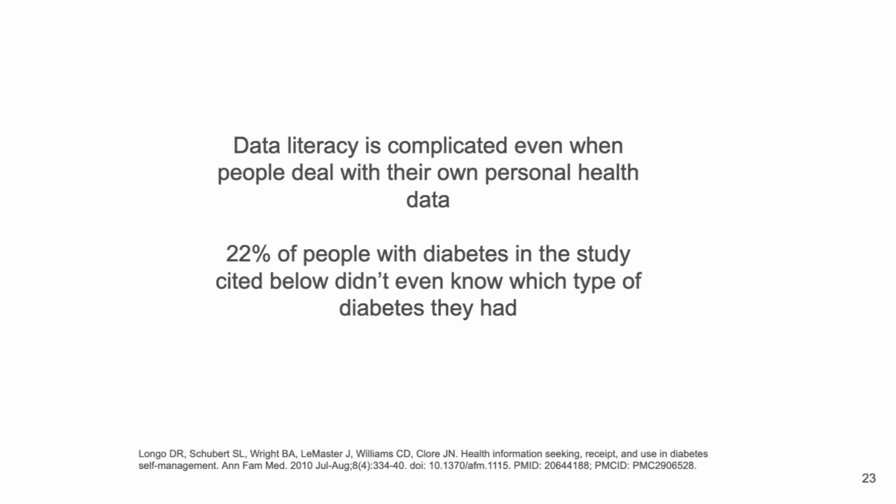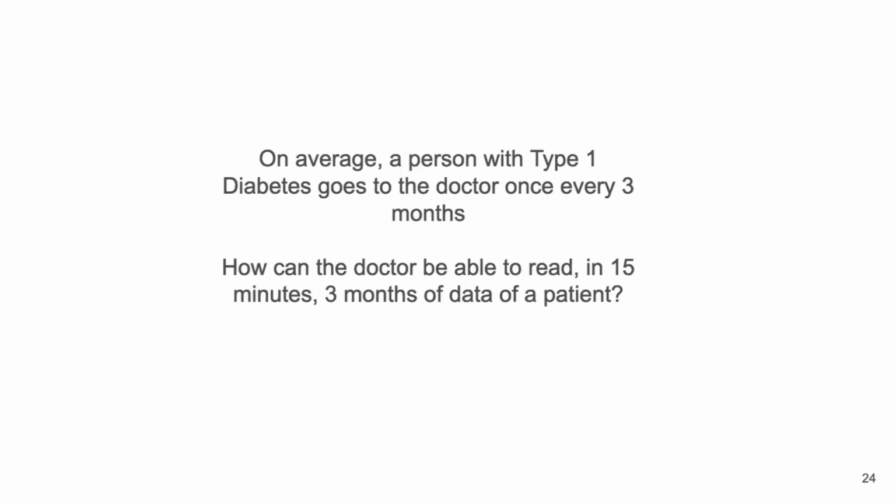So while doing this project, I found out that data literacy is very complicated, even with medical patients that have to keep track of their own personal information. In this study down below, it turns out that 22% of the people with diabetes didn't even know which type of diabetes they have. Now imagine asking them to keep track of all of these numbers, asking them to keep in mind how everything that they eat is going to have an effect on them a few hours later.